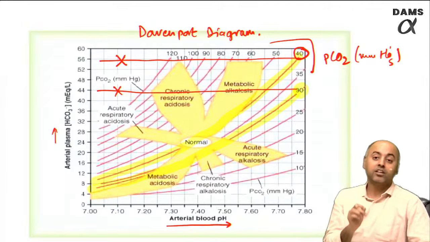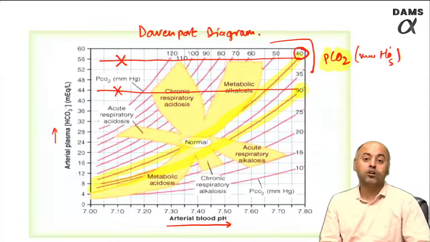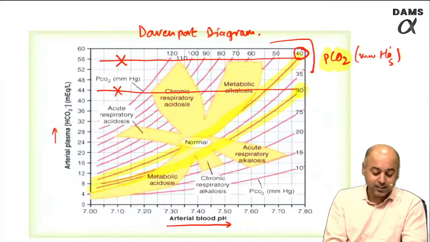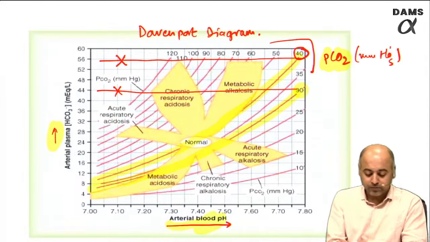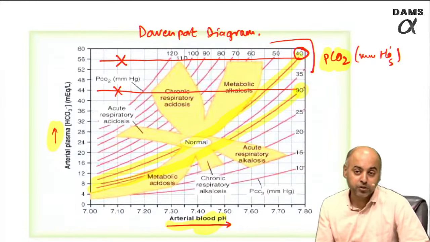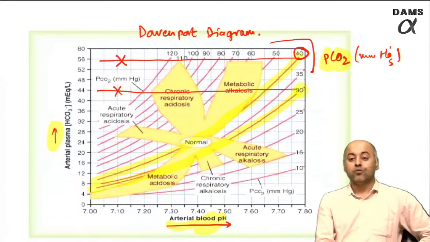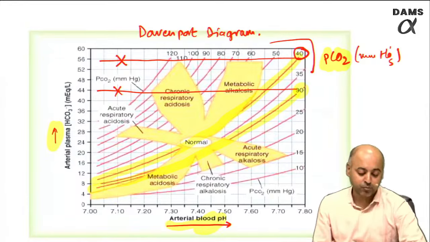So please be very careful about the third factor, that is pCO2, and how to plot it on that Davenport diagram. X and Y are simply following the arterial blood pH and the arterial bicarbonate values, but the pCO2 value is slightly tricky. So please be careful when you are looking at the Davenport diagram.